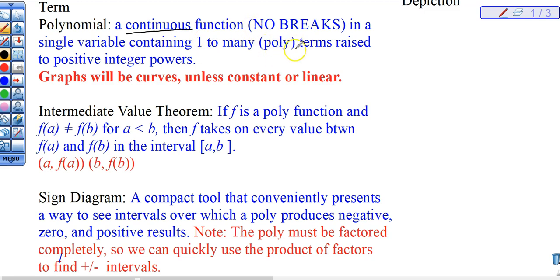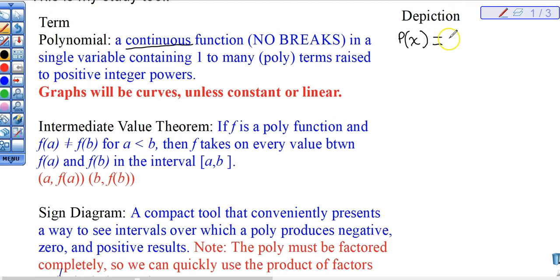Also, they're in a single variable, so they'll only have x's or only a's or whatever, containing one to many polynomial terms, poly means many, raised to positive integer powers. Graphs will be curves, period, unless it's constant or linear. So let's do a couple of examples over here, depictions. A polynomial, sometimes they'll be notated as P of x, capital P of x, interestingly. Sometimes some textbooks will do a lowercase. I'm always used to seeing uppercase.